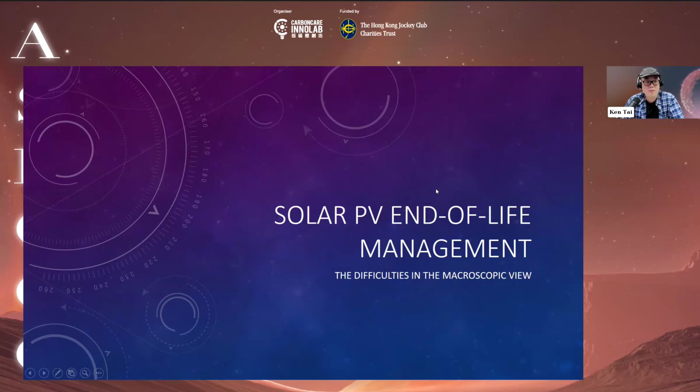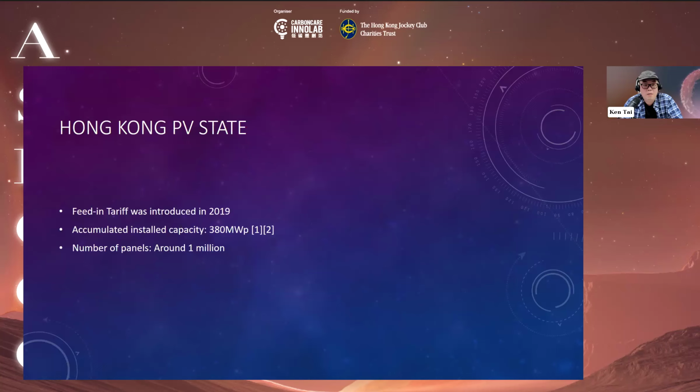A little bit of background. Between 2019 and 2023, around 380 megawatt peak of PV panels was installed since the feed-in tariff was introduced in 2019. That is roughly about 1 million PV panels installed in Hong Kong. Given the average lifespan of PV panels, which is about 20 to 30 years, solar waste in Hong Kong should become significant around 2040 and peak around 2050 with at least 30,000 tons of solar waste. And this is just the case for Hong Kong, which, to remind you all, is a very, very small place.